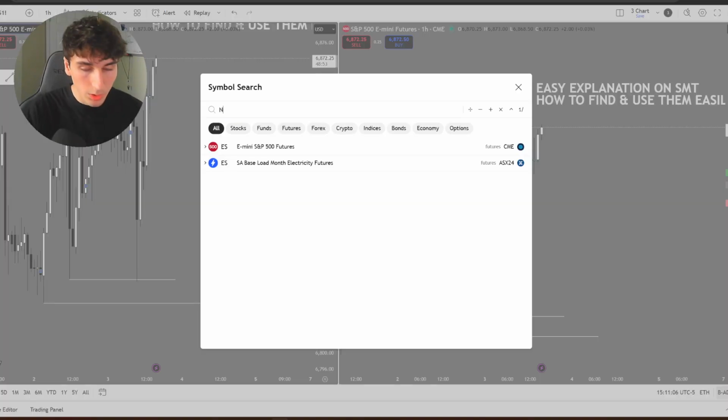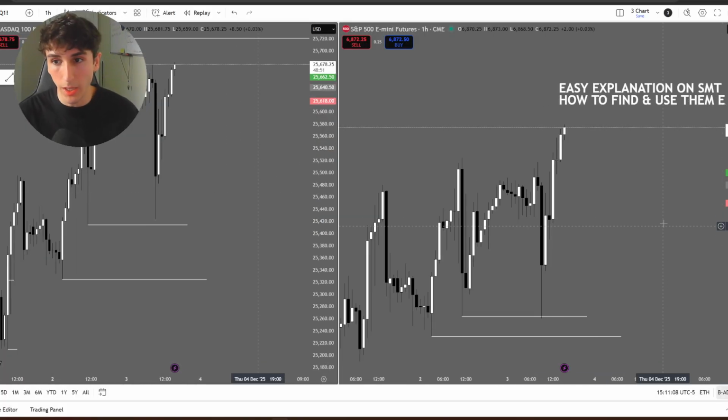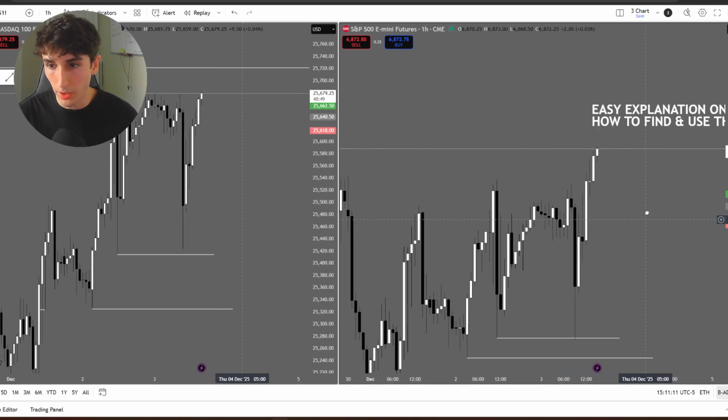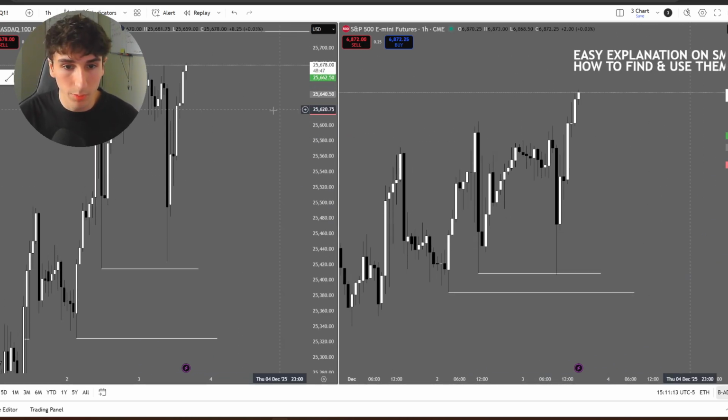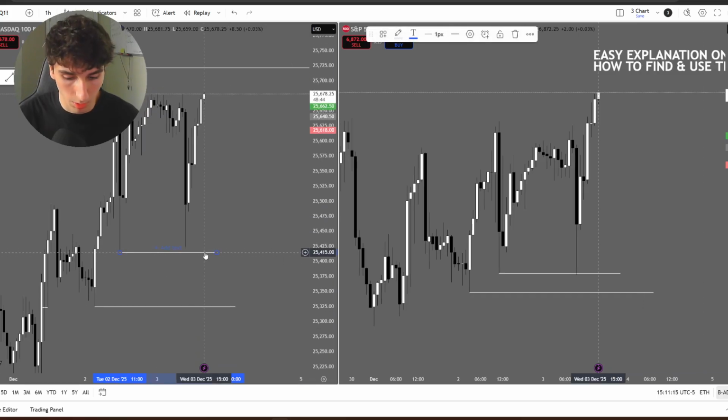So obviously with the SMTs, you want to have NQ and ES open at the same time so you can be looking at both of them. Now, what are we actually looking for? Let me delete these.